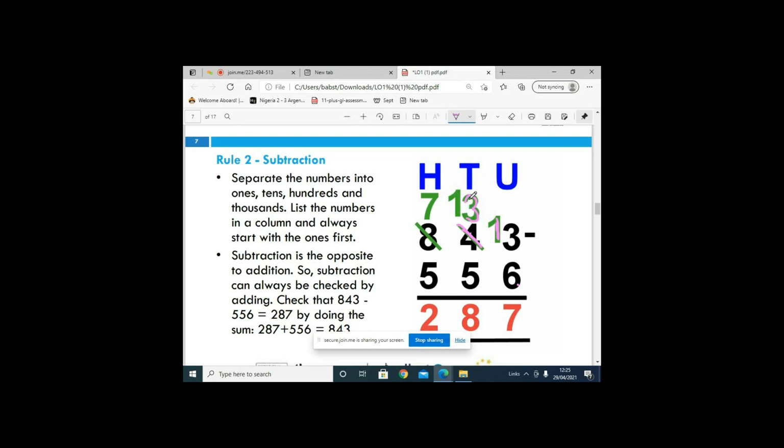So you can't take away 5 from 3 too. So you have to take 1 from this 8 to this 3. So it becomes 13 again. Then 13 minus 5 gives you 8. Then what is left here is 7. So 7 minus 5, just take 5 away from 7, gives you 2. So this is how to do it straight away.